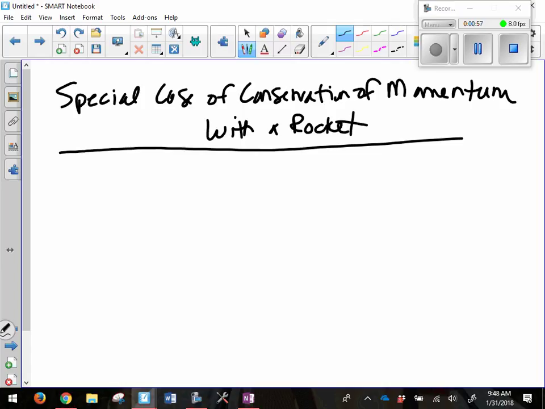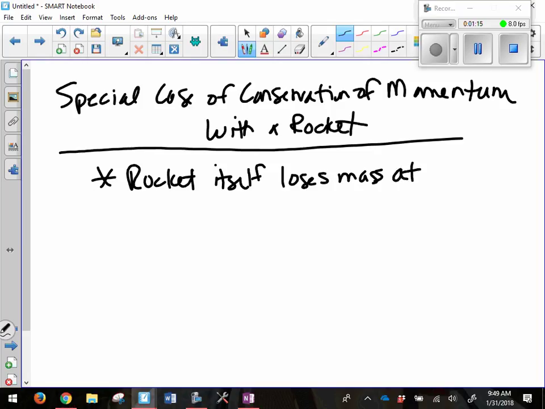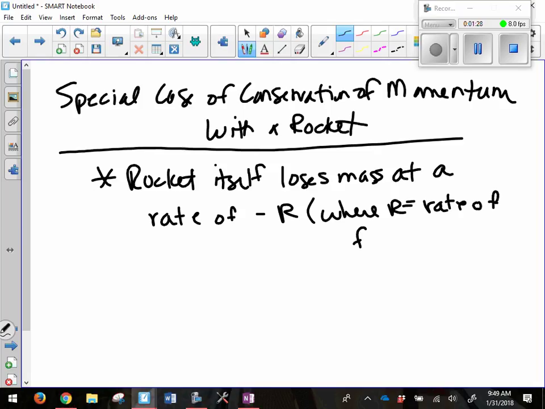So, there are some things that you have to remember and know. The first thing that you have to remember about a rocket is that the rocket itself loses mass at a rate of -r, where r is the rate of fuel consumption.